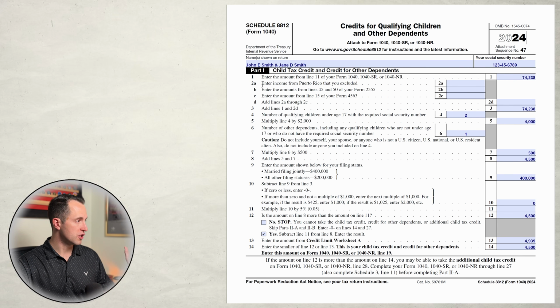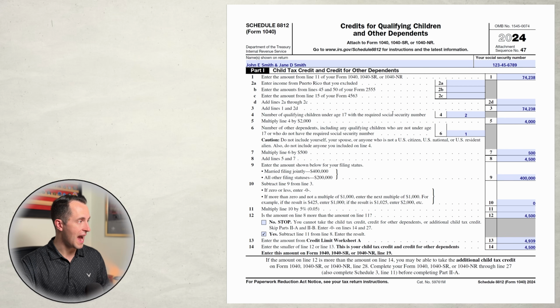And then coming down to line 2A, so basically 2A, B, C, and D are not going to apply for most people. So A deals with being in Puerto Rico, B deals with Form 2555, which is foreign earned income. C is going to be 4563, not applicable for most people. And then D is just adding up these first ones. Since we don't have anything in there in this example, it's just going to be blank.